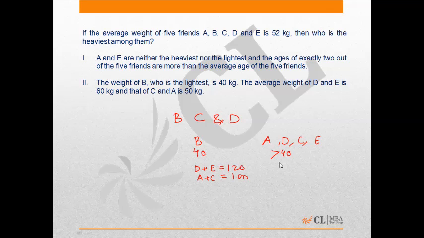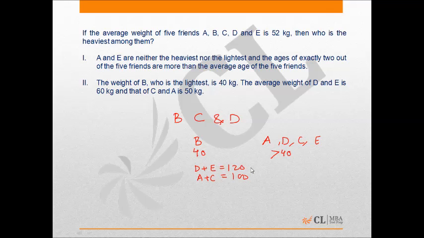So I am using statement 2 alone. I just know that B is the lightest, and if I look at the remaining 4 persons, it will not be possible to figure out who is the heaviest among them. So I cannot answer this by statement 2 alone as well, which means that we have to combine both the statements.